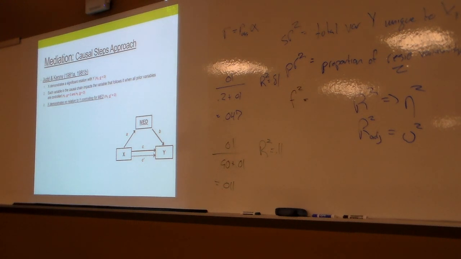And for Judd and Kenny's causal steps approach, this would be how we establish a mediated effect. This relation between X and Y that we've seen goes away once we've accounted for our mediator. And if X is related to our mediator, and our mediator is related to our outcome once we're controlling for X, and now X is no longer related to Y, classically we would say that we've established mediation using the causal steps approach. Are people getting the idea behind this causal steps approach?